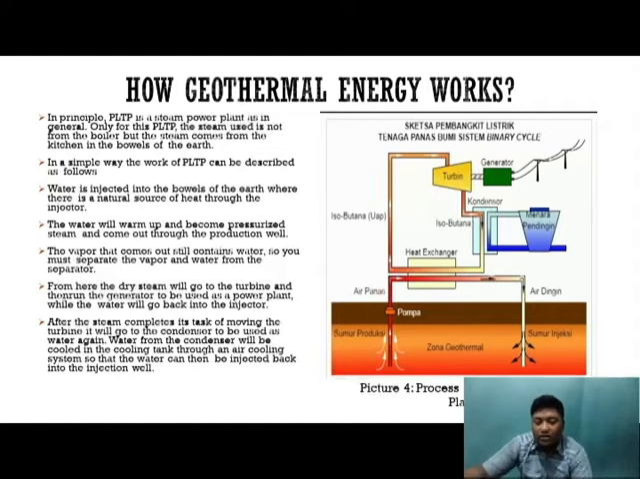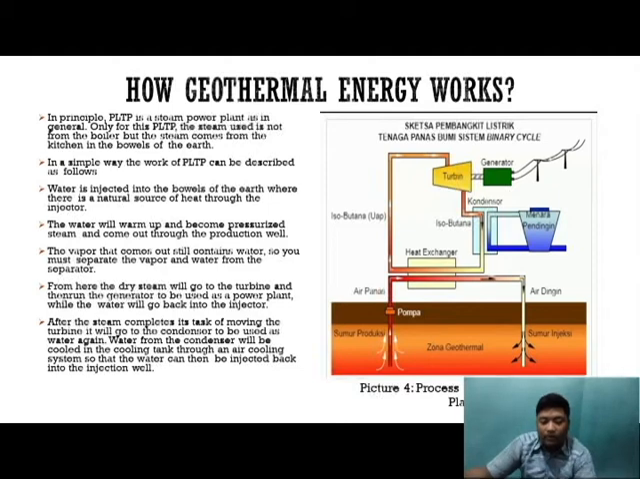From here, the dry steam will go to the turbine and then run the generator to be used as a power plant. While the water will go back into the injector.